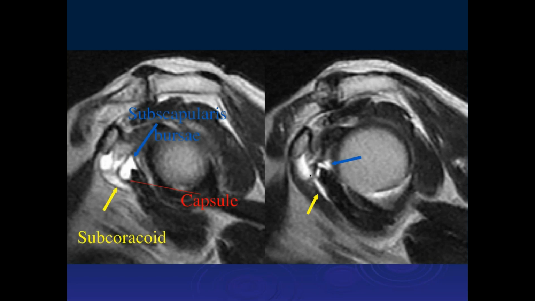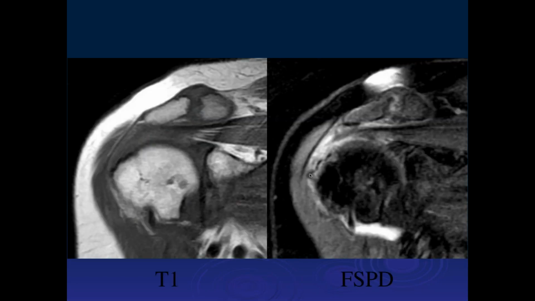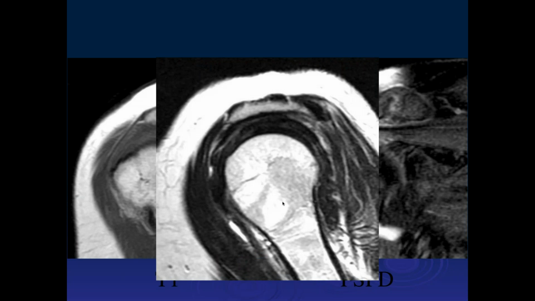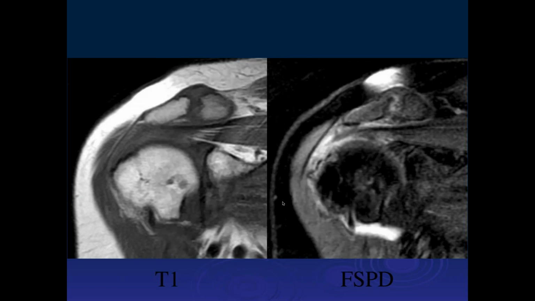So those can sometimes be helpful. Okay, two coronal images of the shoulder. It looks like there's a full thickness tear of the supraspinatus tendon with retraction. What else do we see here? It looks like there's fluid in the subacromial subdeltoid bursa, and maybe a little bit coming in here.